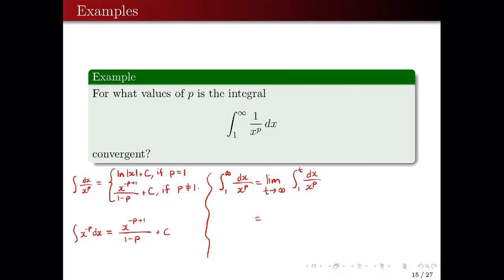we'll have ln absolute value of x from 1 up to t. Let me put the limit outside. So the limit as t approaches infinity, here, if p equals 1, and then for here, we have x raised to negative p plus 1 over 1 minus p evaluated from 1 up to t if p is not equal to 1. Okay?